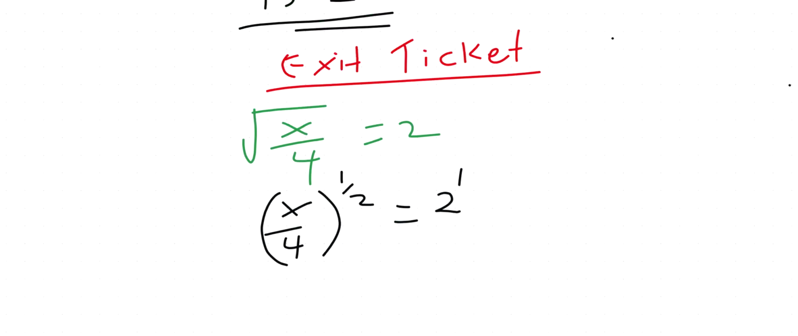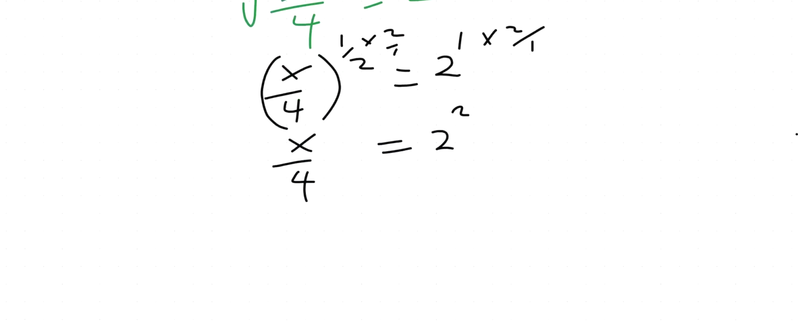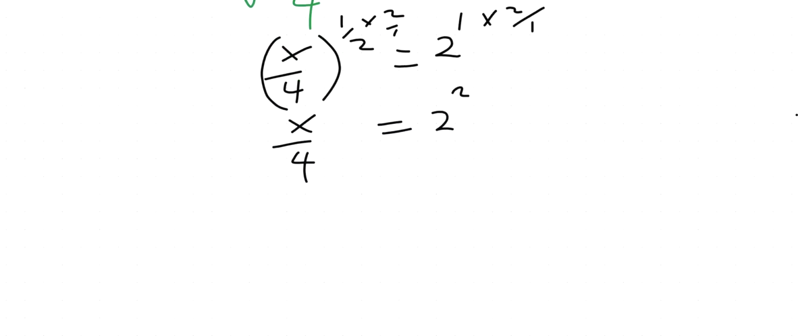So whatever we do to the left here, we'll do it to the right. This is multiplied by 2 over 1, multiplied by 2 over 1. So here, 2 will cancel 2, 1 will cancel 1. We are left with x over 4. Here, we are left with 2 raised to power 2. And from here, what do we have? We have x over 4 equals to 4.